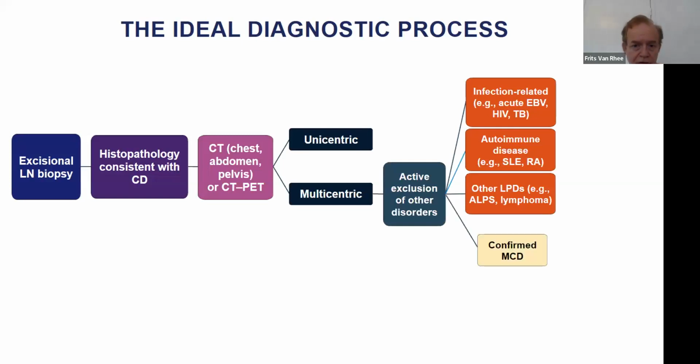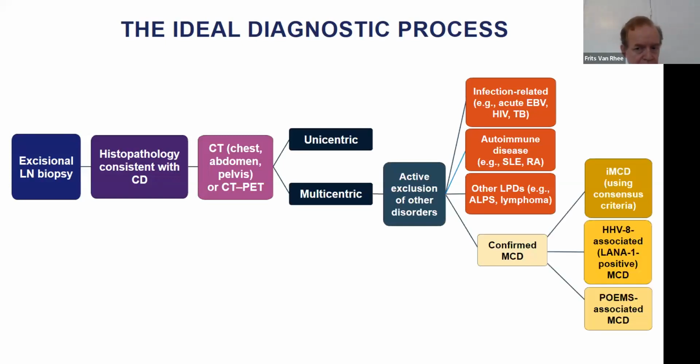Then one arrives at a diagnosis of multicentric Castleman disease, and one can then further subtype it, exclude HHV8 associated disease by LANA1 staining of the lymph node or by PCR for HHV8 on the peripheral blood. And POEMS-associated MCD should be fairly easy to recognize as well.